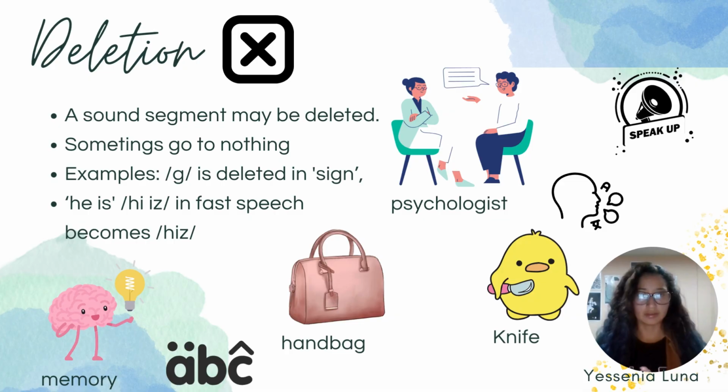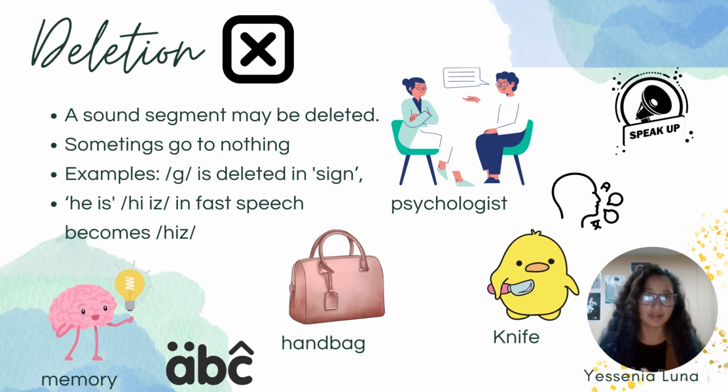That is the representation of phonological rules about the sounds when we talk. Deletion is one of the phonological rules. A sound segment may be deleted. What this means is that a sound, such as in an unstressed syllable or a weak consonant, is not pronounced. For example, something goes to nothing, like the letter G in the word sign, because we don't pronounce the letter G; we say sign. Another example is his in fast speech. He is. We don't pronounce the H in his in fast speech.